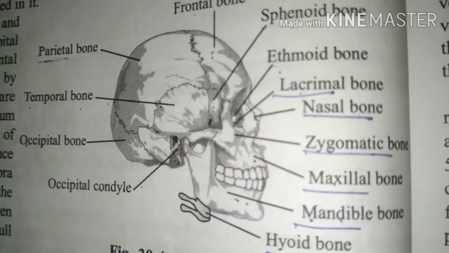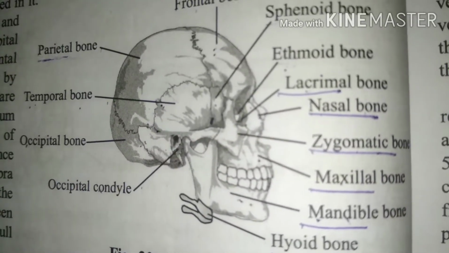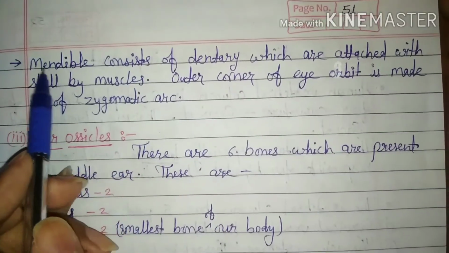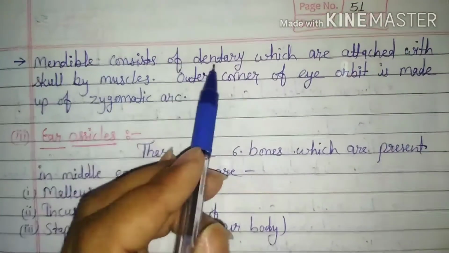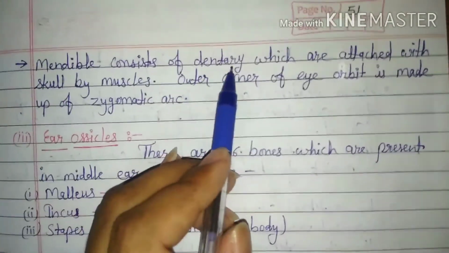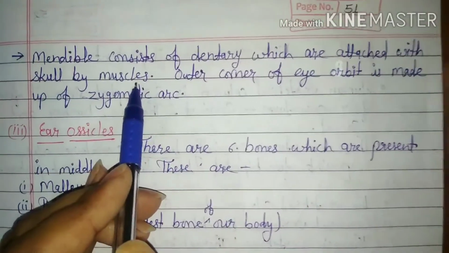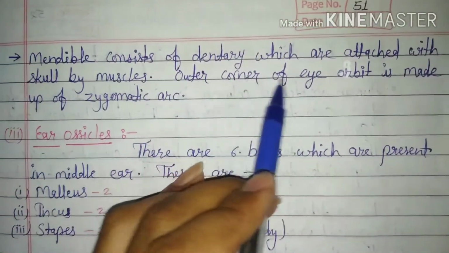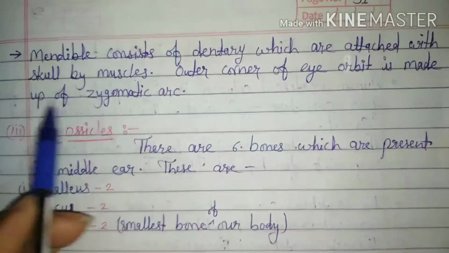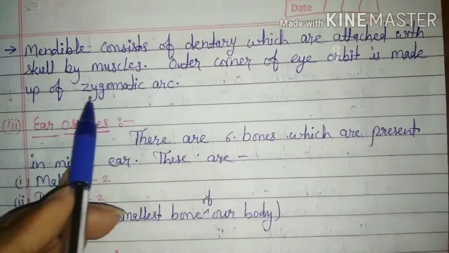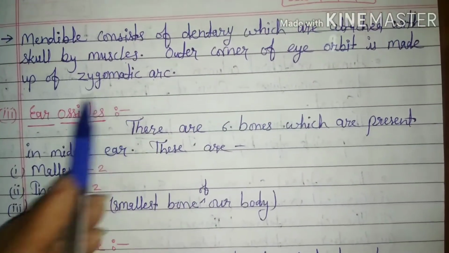Next, hyoid bone. Mandible bones consist of dentary part, which is attached to the skull by muscles. The outer corner of the eye orbit is made up of the zygomatic arch, which is made up of zygomatic bone.